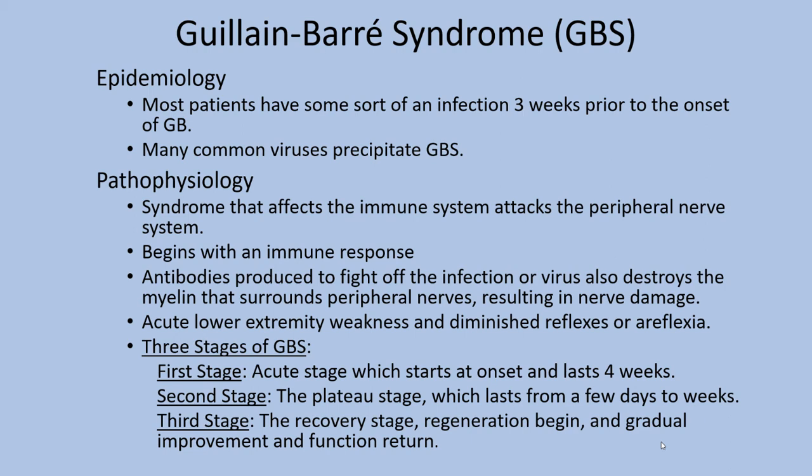There are 3 stages of GBS. The first stage is known as the acute stage, which starts with the onset of clinical manifestations. That's where they have the first part of the peripheral nerve demyelination, the destruction of the myelin sheath, and edema and inflammation. So that's the first part of destruction of the myelin.